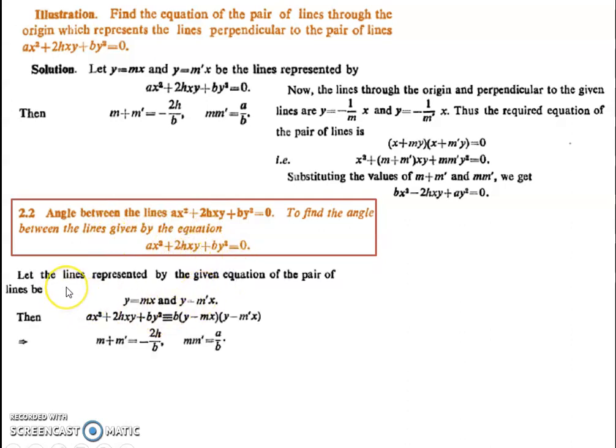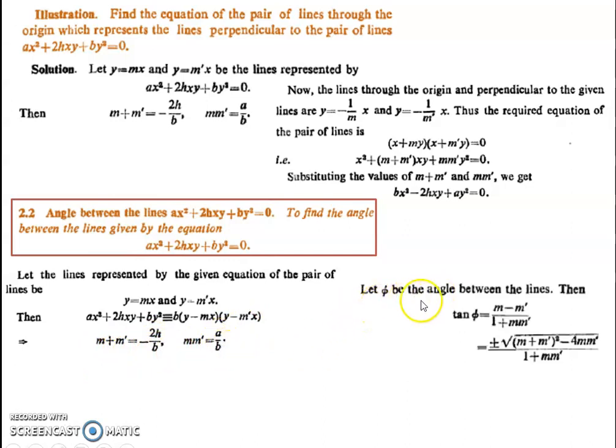So what we do, we find two lines. First of all, let the lines represented by the given equation of the pair of lines be y equal to mx and y equal to m dash x. So ax square plus 2hxy plus by square is identically equal to b into (y minus mx)(y minus m dash x), and m plus m dash is equal to minus 2h by b, m into m dash is equal to a by b. And when phi is the angle between these two, then tan phi is equal to m minus m dash.